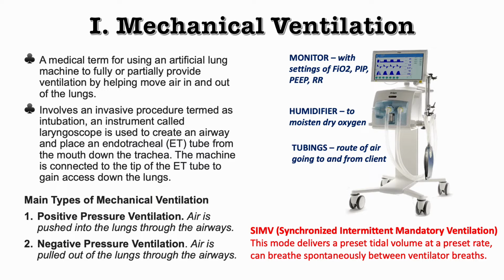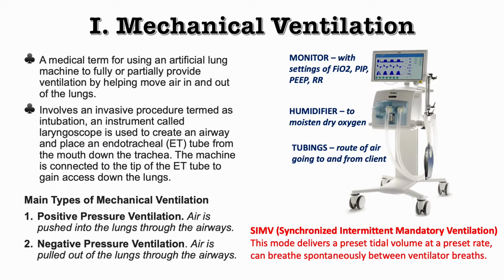PIP is positive inspiratory pressure. It measures the pressure of inspiration delivered, or when we inhale. And PEEP is positive end expiratory pressure. It measures the pressure of expiration delivered, or when we exhale. Both the PIP and PEEP are measured in mmHg, or millimeters of mercury. RR is respiratory rate. Normal is 12 to 24 breaths per minute, but sometimes a patient would need more than that.